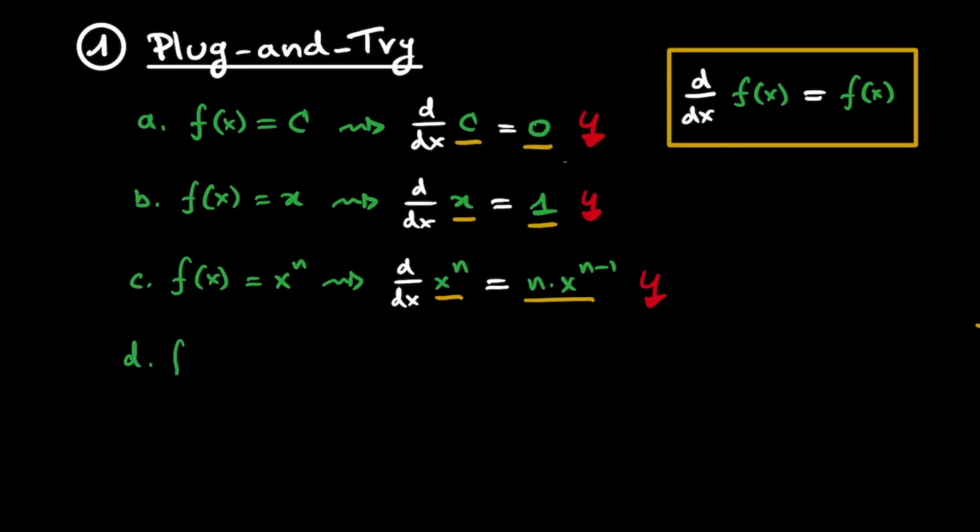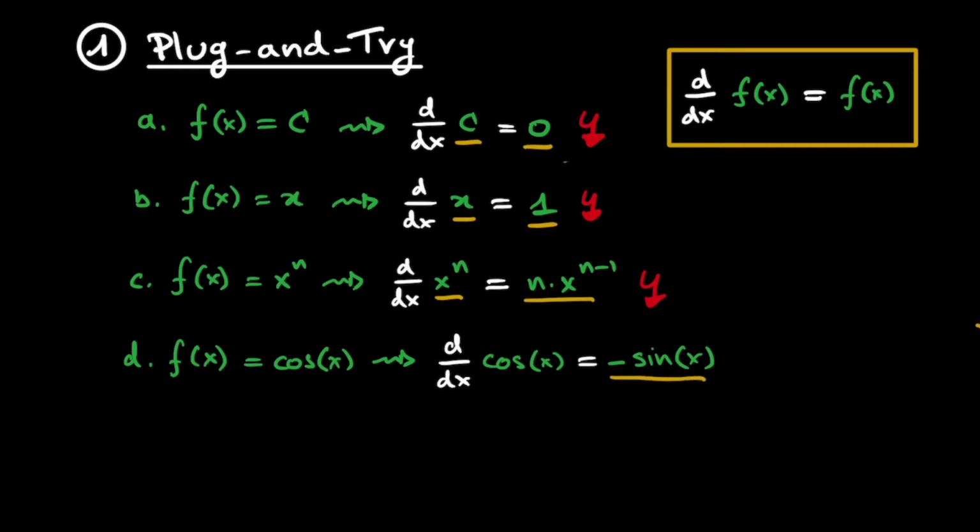Let's, for instance, try a trigonometric function. f(x) is equal to the cosine of x. Well, what do we know about the cosine of x? That its derivative, d/dx of the cosine of x, is simply equal to minus the sine of x. And of course, minus the sine of x is not equal to the cosine of x, so we again conclude that this is not the function that we're looking for.